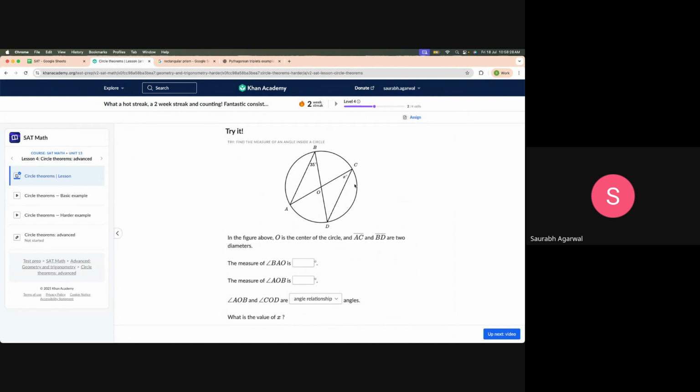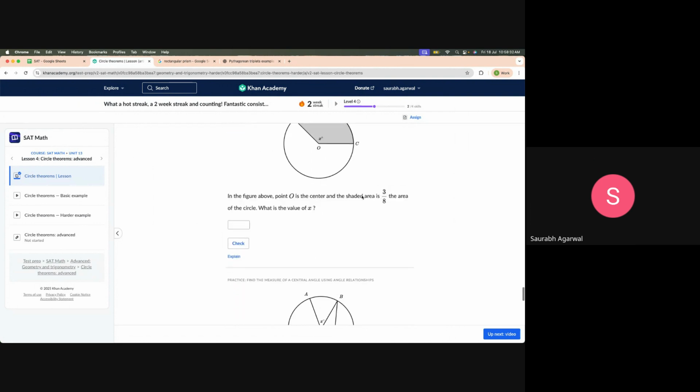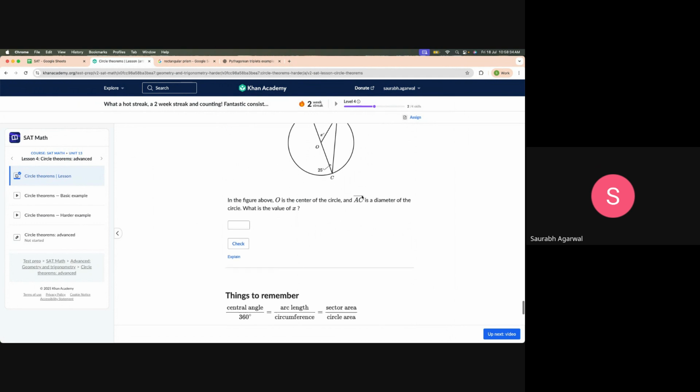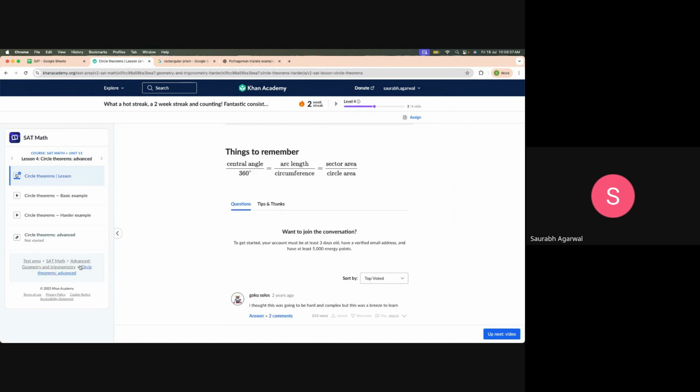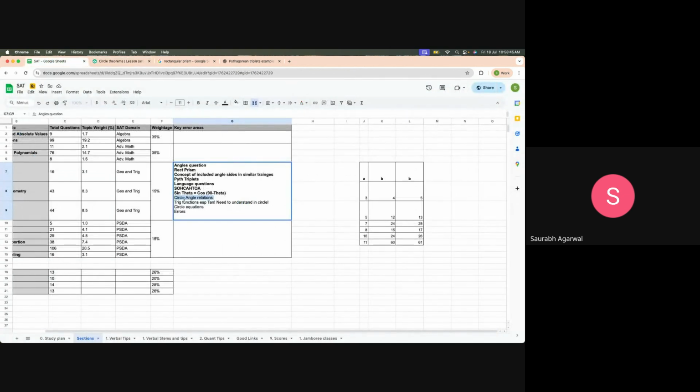See, this was the formula, right? This is a very, very important concept. So this you know, right? Circle theorems you know already. Now let me go quickly. So this you have to please do on your own, the circle angle relations.